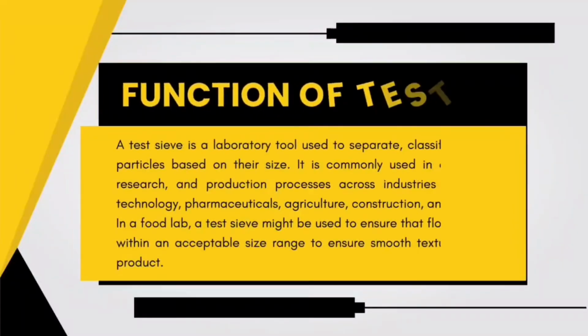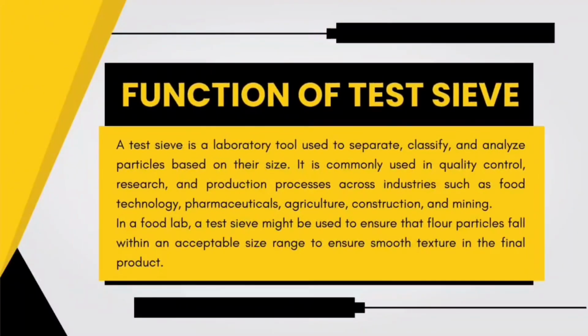First things first, the function of a test sieve. A test sieve is a laboratory tool used to separate, classify and analyze particles based on their size. It is commonly used in quality control, research and production processes across industries such as food technology, pharmaceuticals, agriculture, construction and mining. In a food lab, a test sieve might be used to ensure that flour particles fall within an acceptable size range to ensure smooth texture in the final product.